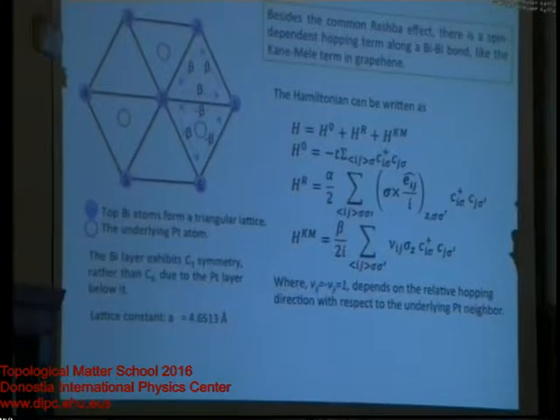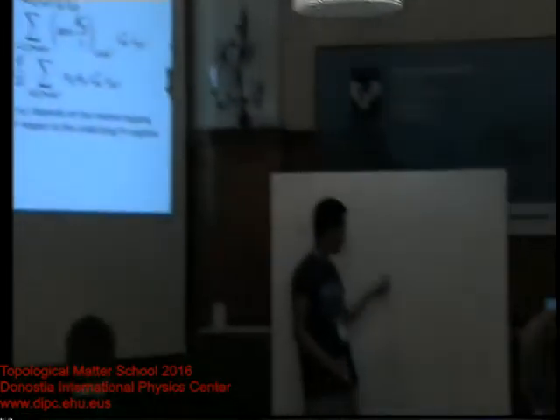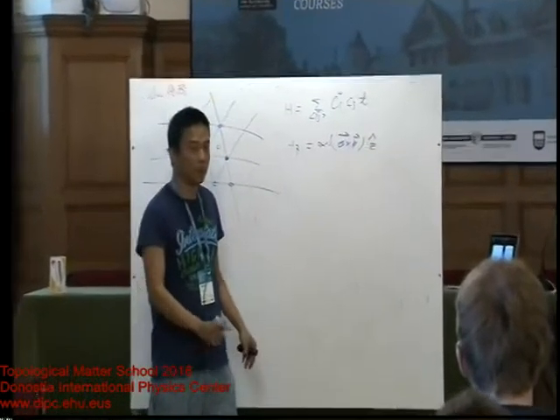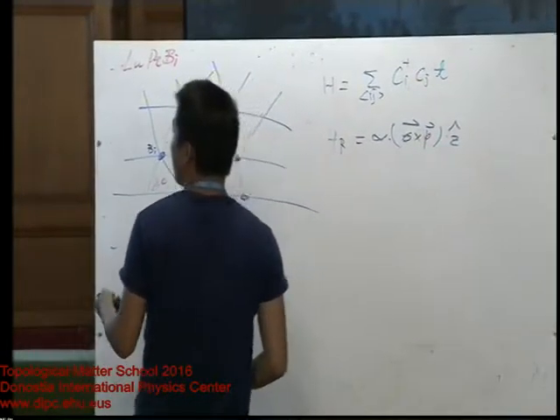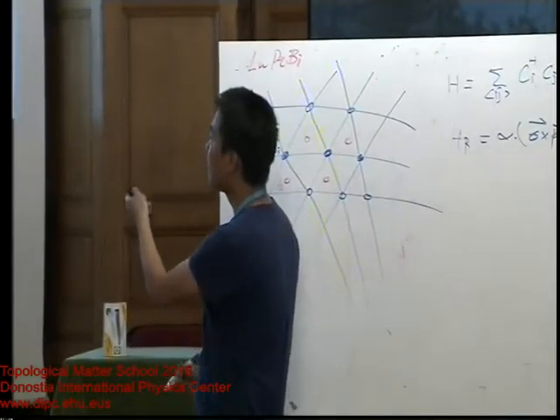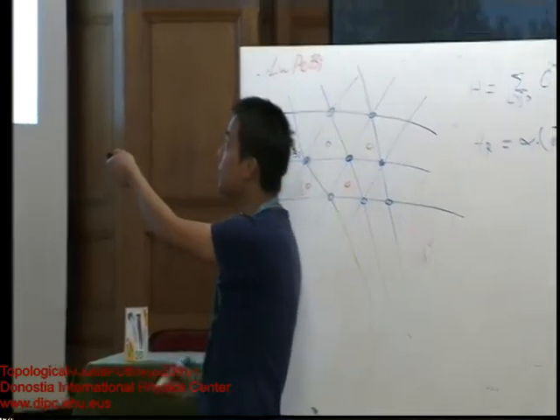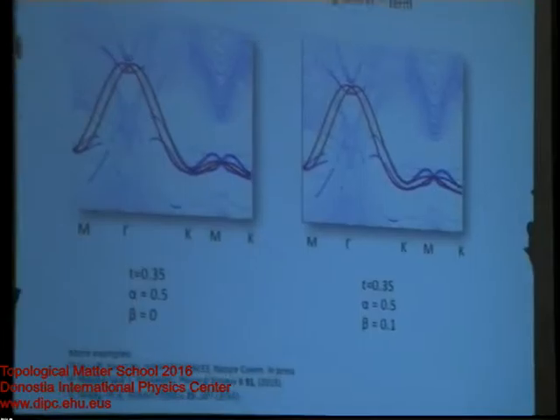Let's just keep writing in the way we are familiar, and add the Rashba term. If we only add the Rashba term, what will actually happen is this one. This red line is the band structure.